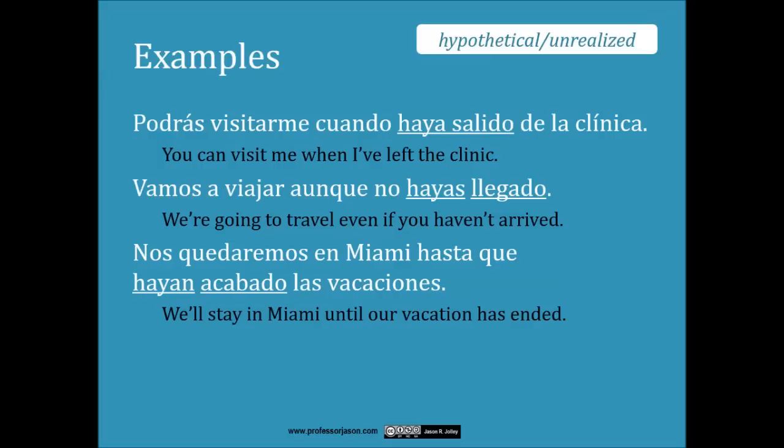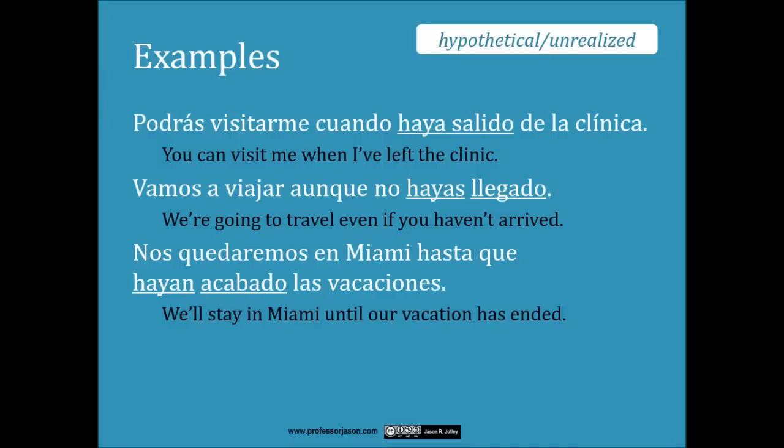Just as tricky for the beginning learner of the subjunctive, I think, are the adverbial clauses of time that refer to actions that haven't happened yet because they're hypothetical or they're situated in the future. They haven't been realized yet. So, look, the main clause verbs here are in the future, right? You can visit me when I've left the clinic. Podrás visitarme cuando haya salido de la clínica. Or, we're going to travel even if. That's something that hasn't happened yet. Vamos a viajar aunque no hayas llegado, even if you haven't arrived.